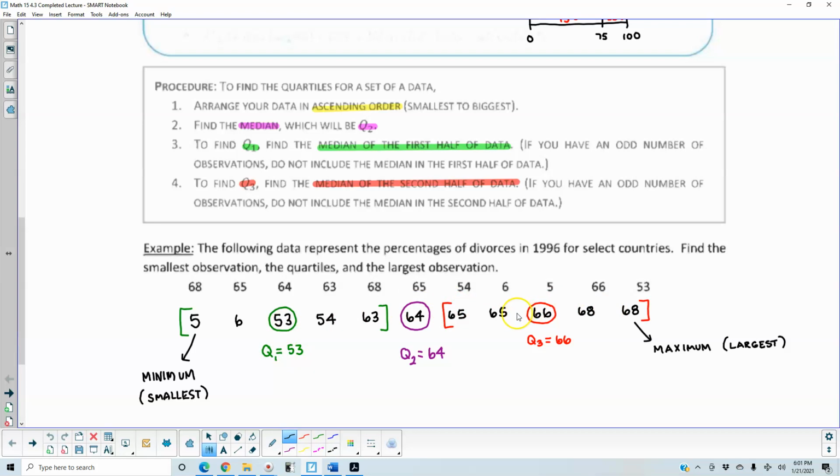And if we group the last numbers together, these are 5. Again, this is our middle number. So quartile 3 is equal to 66. So we have our quartile 1, quartile 2, and quartile 3. And then we also need to find the smallest and the largest observation. Well, the smallest observation is 5, which is also the minimum value. And over here, 68 is the largest value, which is also the maximum value.